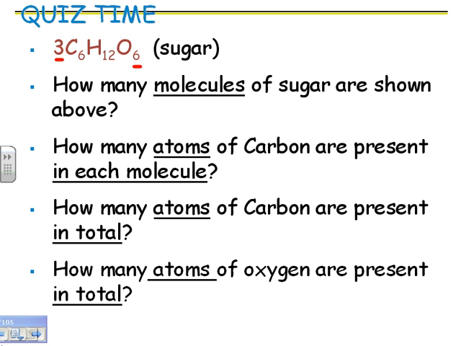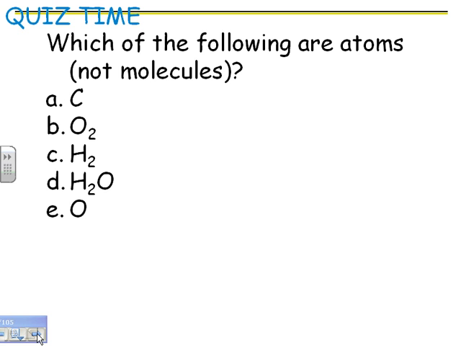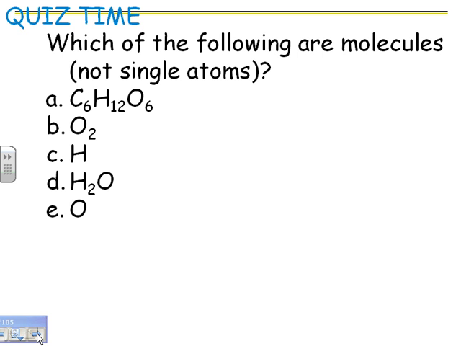Which of the following are atoms, the way they are written here? The first, A and E. Good. Carbon and oxygen. Which of the following are molecules, not single atoms? A, which is glucose. Good. B, which is oxygen. Good. And D, which is water.